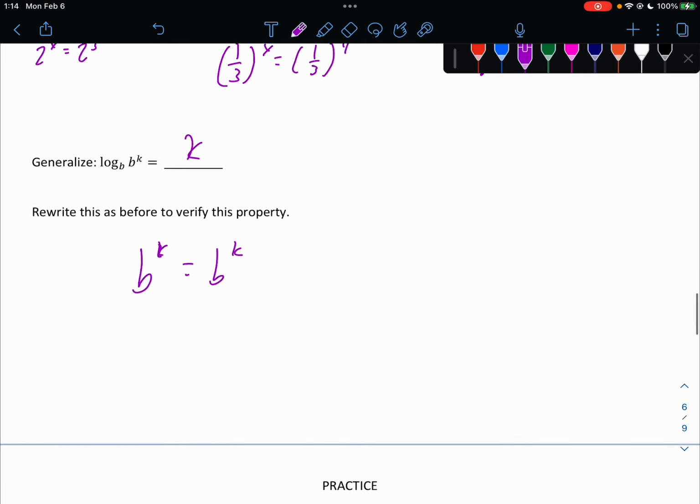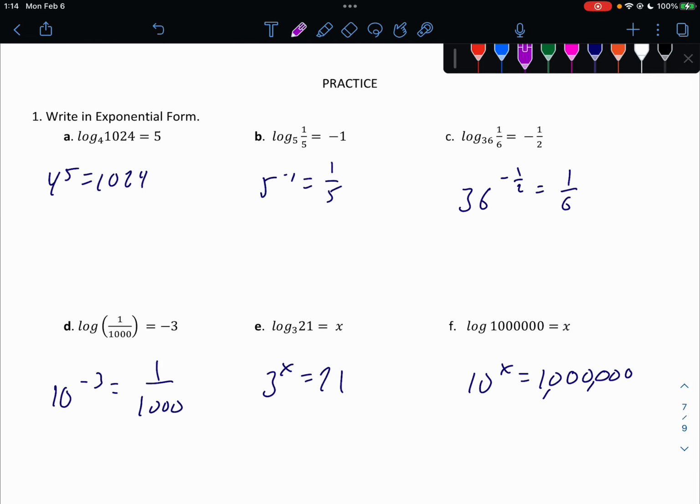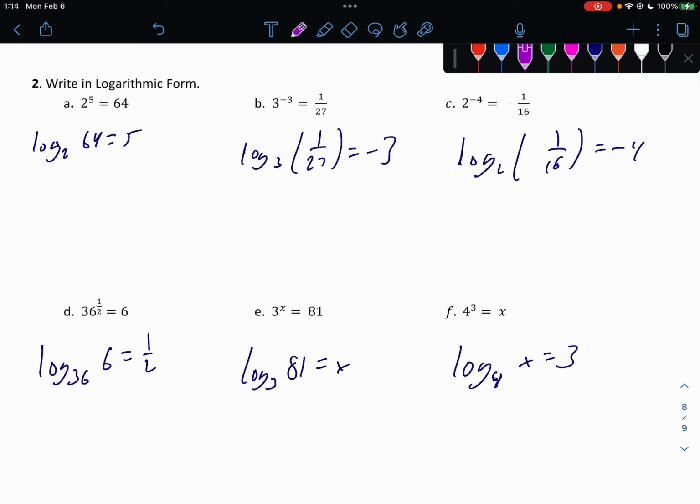All right, at this point, there's 2 slides of practice. I would like you to pause this video and try these 2 slides on your own. Come back and check your answers when complete. Here are the answers to the first slide. And the answers to the second slide.